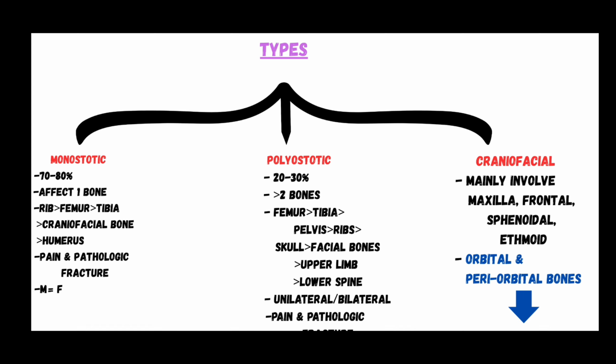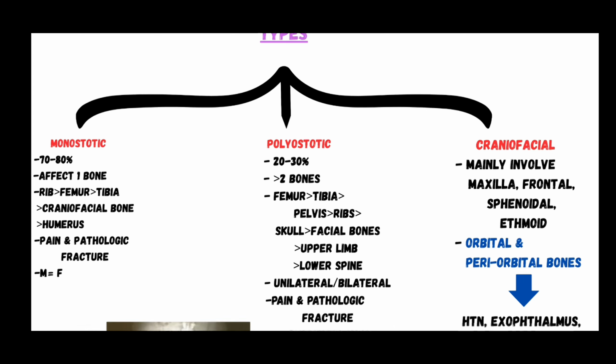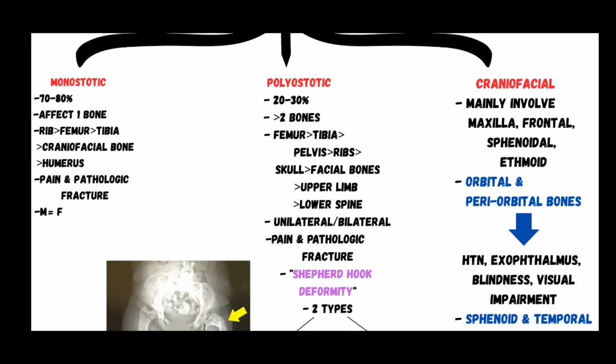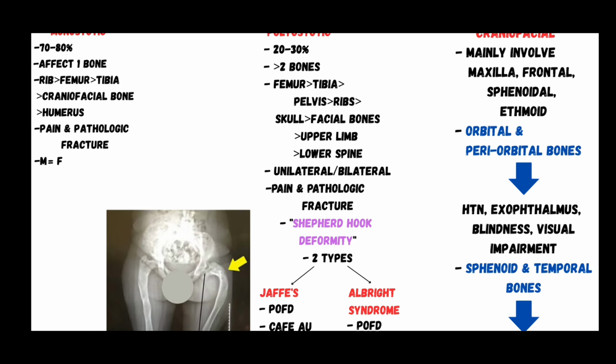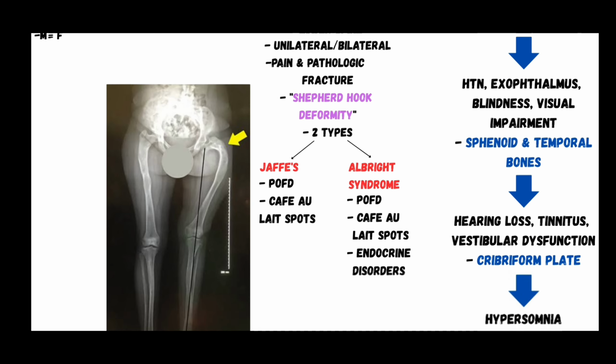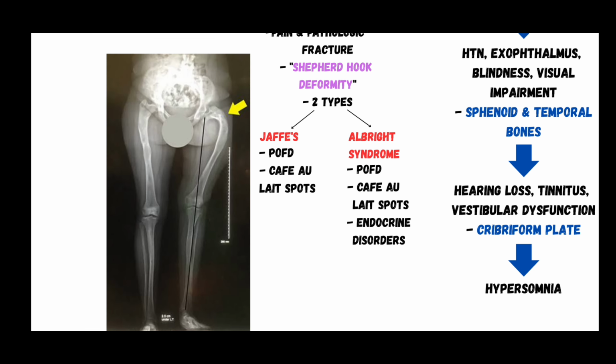The second type is the polyostotic type. This accounts for 20 to 30% of cases of fibrous dysplasia. More than two bones are affected, hence the name polyostotic. Let's see the order of predilection. Femur, followed by tibia, then the pelvis, ribs, skull, facial bones, upper limb, and lower spine. They may be unilateral or bilateral. Pain and pathologic fracture occur.